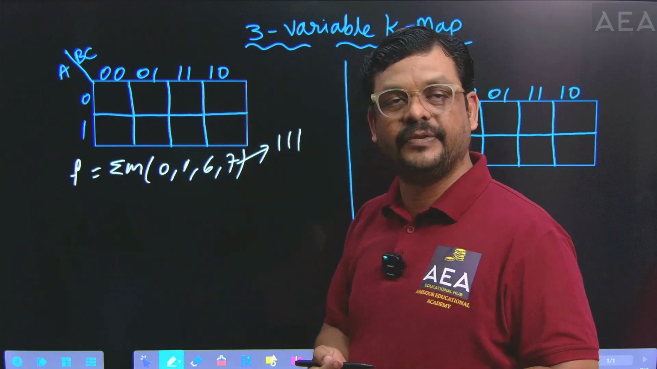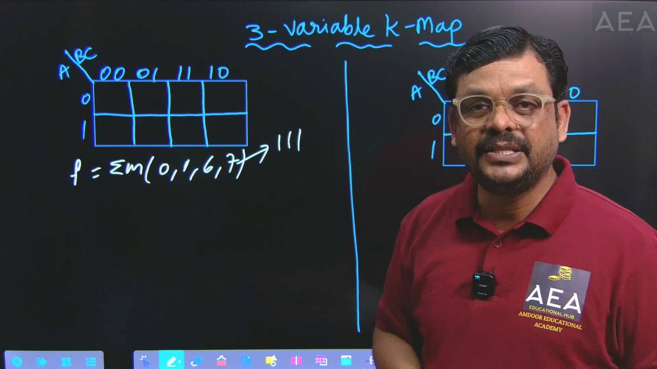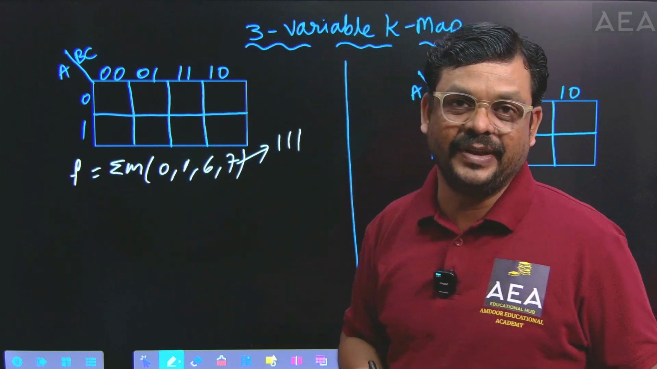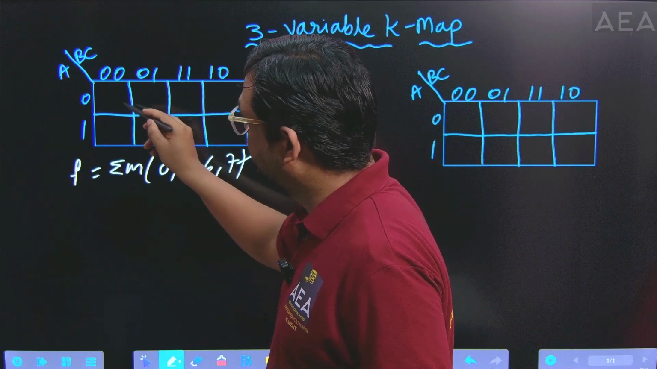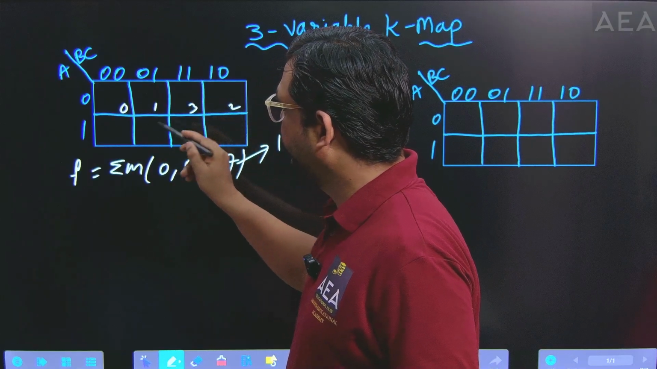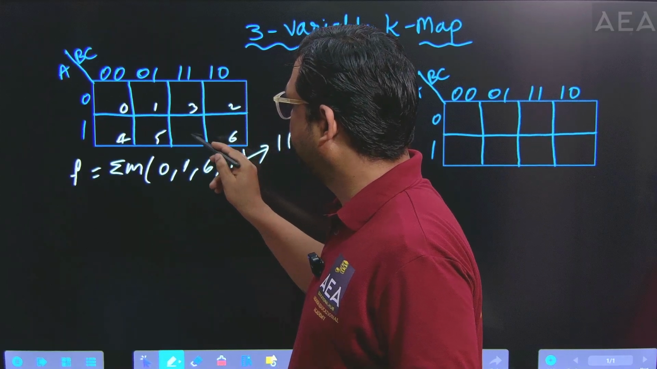So now I wrote the 3 variable K-map. The variables I am assuming are A, B, C. And based on the given combinations, sigma m 0, 1, 6, 7 are given. Note the numbers: this is minterm 0 and minterm 1, minterm 2, minterm 3, and this is 4, 5, and here is 6 and it is 7.